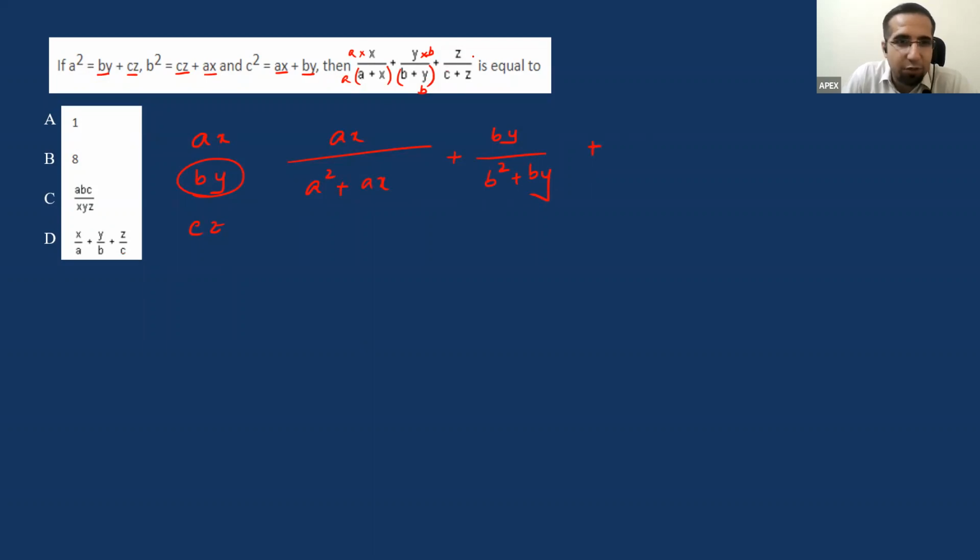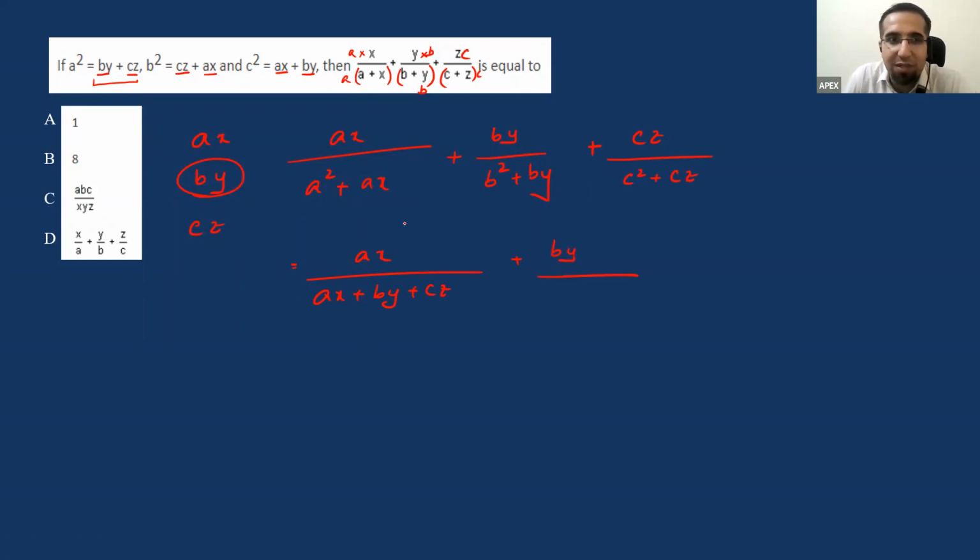Clear? Now let me use cz here. So I multiply the numerator and denominator with c. So this becomes cz divided by c square plus cz. Now what do I get here? A square here is nothing but by plus cz. So if I replace in the denominator, this becomes ax plus by plus cz.